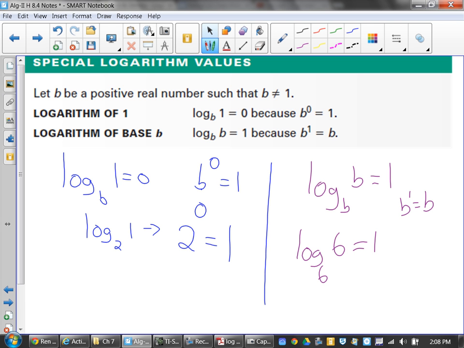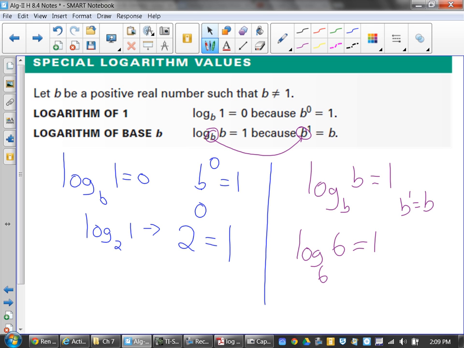Remember what's happening here. This base here and this base here, they're going to be the same because the base on the right has an exponent, base and exponent. The base on the left is the base of the logarithm. The logarithm base and the base of the exponent will be the same. Does that clear it up a little bit? It just looks weird because it's the letter b in both places, I think.